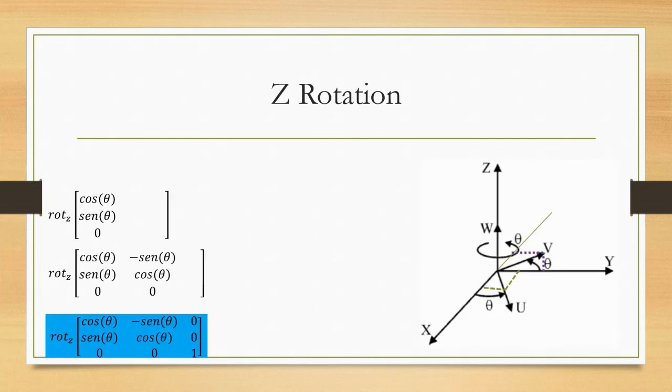And for the z rotation, we have the same analysis as the other ones, and we mention that this is the rotation matrix: cosine of theta, sine of theta, and cosine of theta.